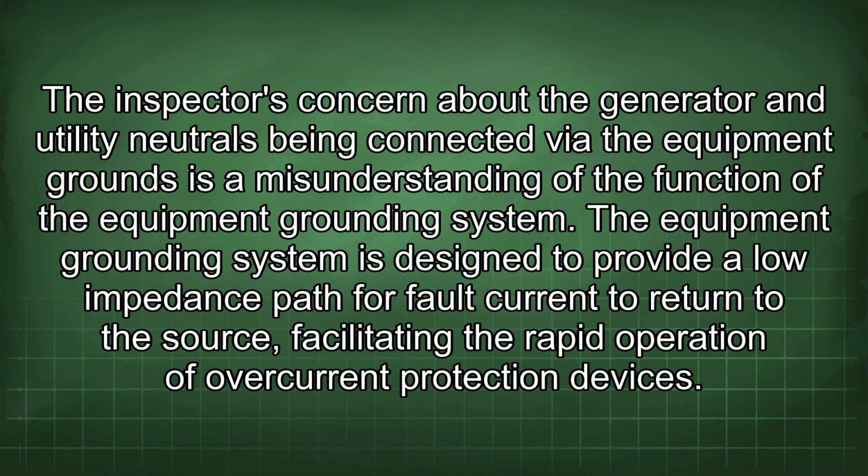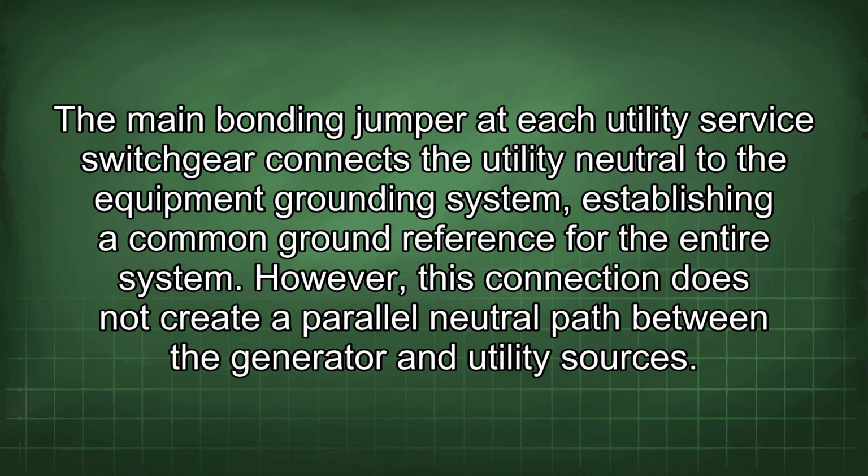The equipment grounding system is designed to provide a low impedance path for fault current to return to the source, facilitating the rapid operation of overcurrent protection devices. The main bonding jumper at each utility service switchgear connects the utility neutral to the equipment grounding system, establishing a common ground reference for the entire system. However, this connection does not create a parallel neutral path between the generator and utility sources.